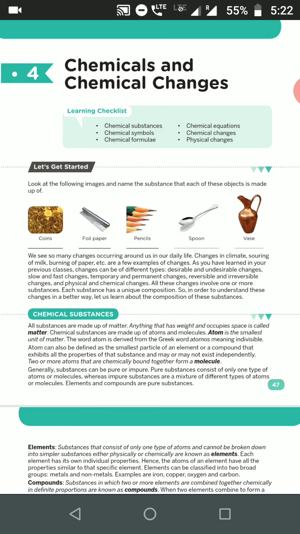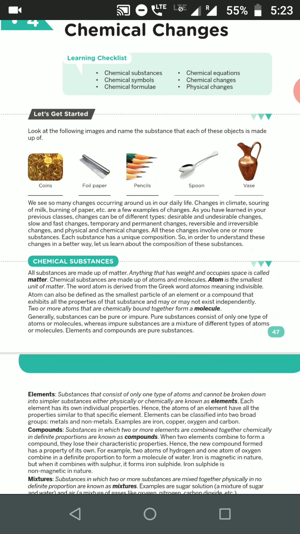We see many changes occurring around us in our daily life, like change in climate, souring of milk, burning of paper, rusting of iron. The changes can be of different types, that is desirable change or undesirable change, slow change or fast change, temporary change or permanent change, reversible or irreversible change, physical change or chemical change. All of these changes involve one or more substances.